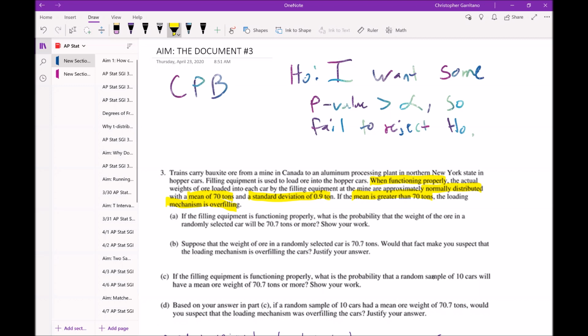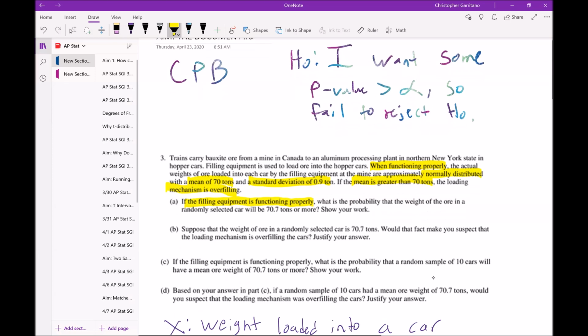Show your work. Notice that they are basing this question on an assumption, and that assumption is that the filling equipment is functioning properly. This is important. This should seem sort of like a hypothesis test, in the way that, remember, when we build ourselves a hypothesis test, we are making an assumption. We're carrying that assumption through the entire process. And then when we calculate our p-value, which is a probability of an event occurring, we are calculating that probability based on an assumption.